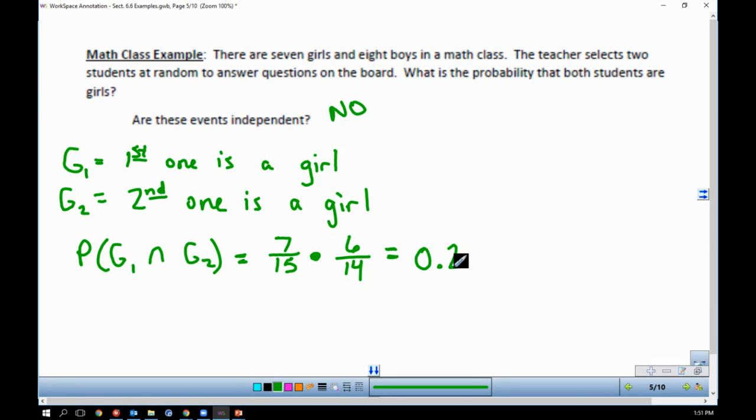Questions on this one? That's the whole thing? Yeah, that was this whole example. That's with or without replacement, correct? This is without replacement. Yep. Okay, on to the next one.